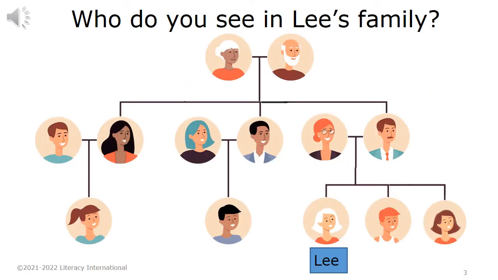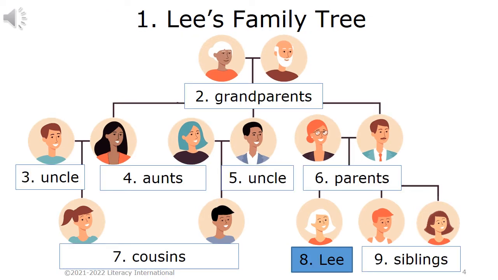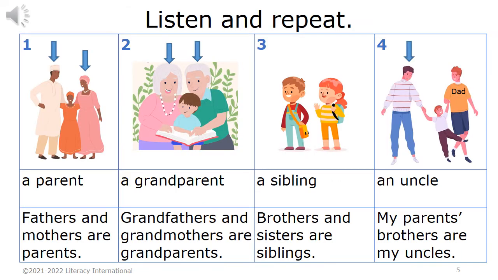Who do you see in Lee's family? 1. Lee's family tree. 2. Grandparents. 3. Uncle. 4. Aunts. 5. Uncle. 6. Parents. 7. Cousins. 8. Lee. 9. Siblings.